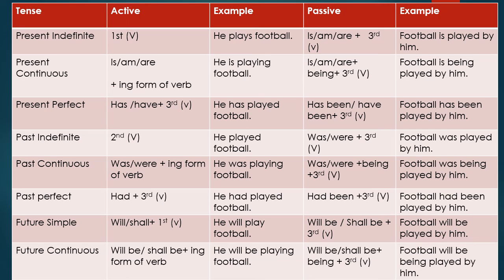Future continuous tense. We use will be or shall be plus ing form of verb. In passive voice we use will be or shall be plus being plus third form of verb. For example, he will be playing football. Football will be being played by him.